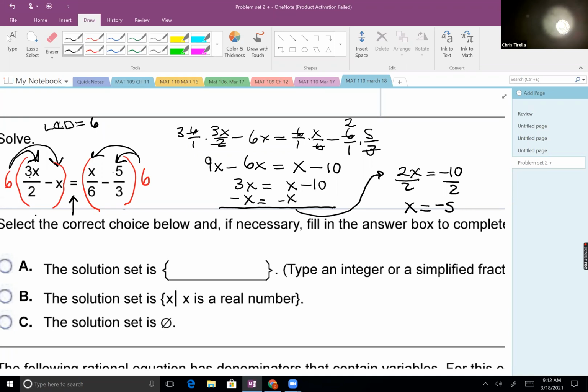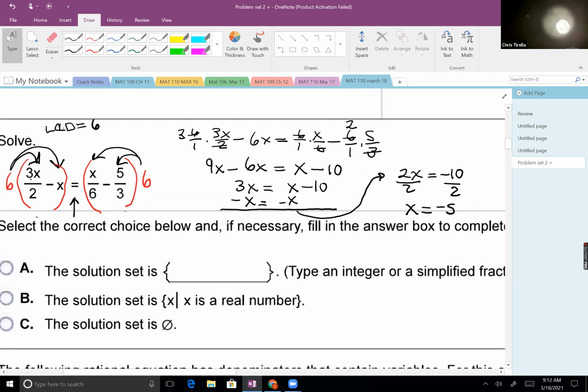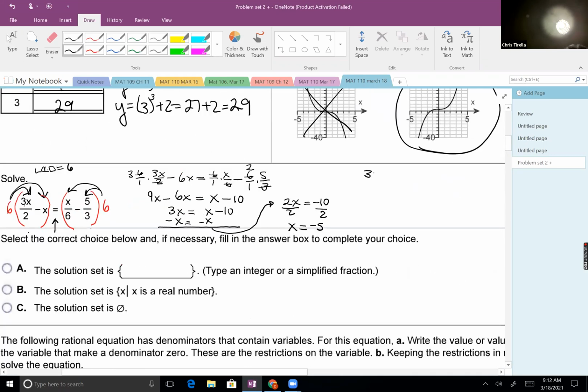Did you folks want to go through and do a check together? Let's go ahead and check it. I'm going to shrink it just a little bit. We've got 3x over 2 minus x equals x over 6 minus 5 over 3. Let's see, that would be 3 times negative 5 over 2 minus negative 5. So let's see, that would be negative 15 halves plus 5, which is plus 10 halves. So that gives me negative 5 halves.